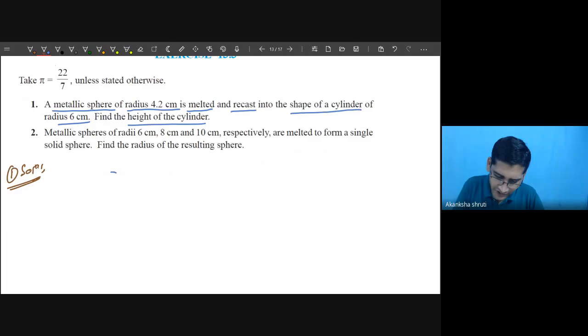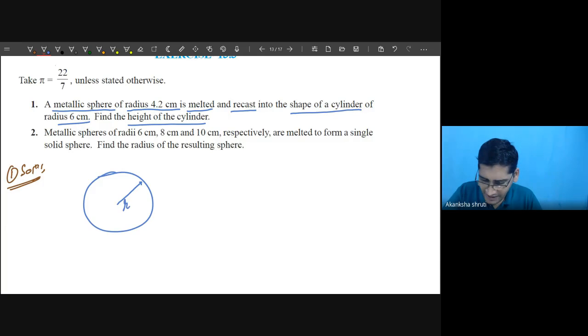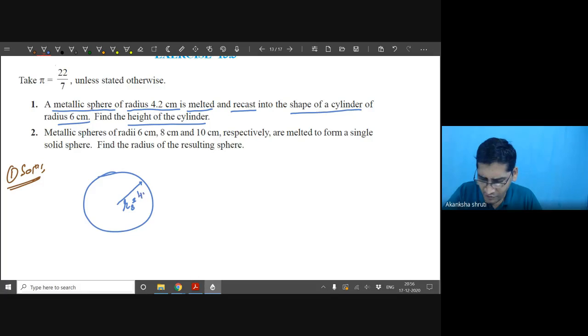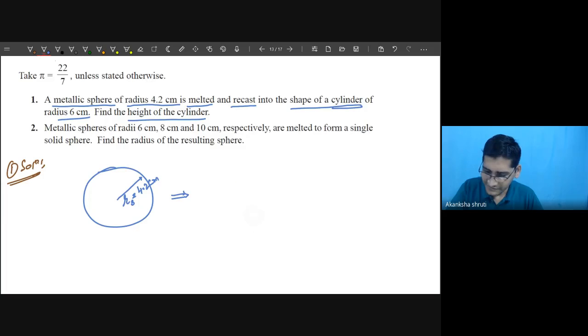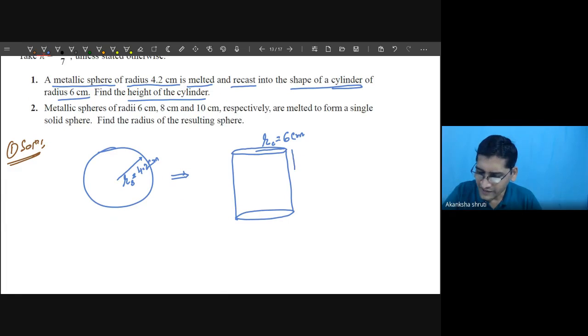So a metallic sphere, it is talking about this single sphere only. Draw the radius of the sphere. You may write this as RS as 4.2 centimeter. This is converted into a cylinder. So draw another cylinder. Over this cylinder, write what are the given variables. Cylinder of radius, for this let me denote RC as the radius of the cylinder, as 6 centimeter. You need to find the height of this cylinder. What is the height? We can apply the transformation, equate the volume to calculate the height.